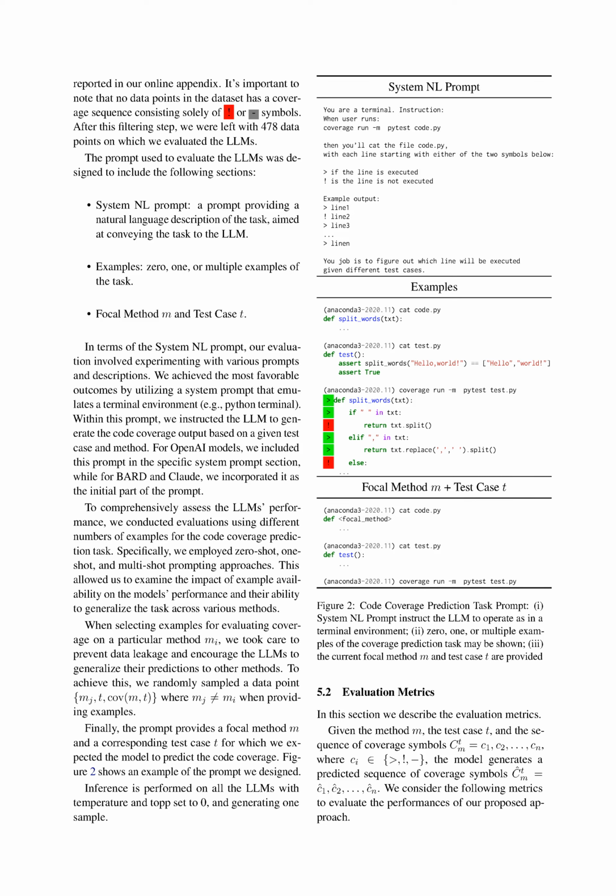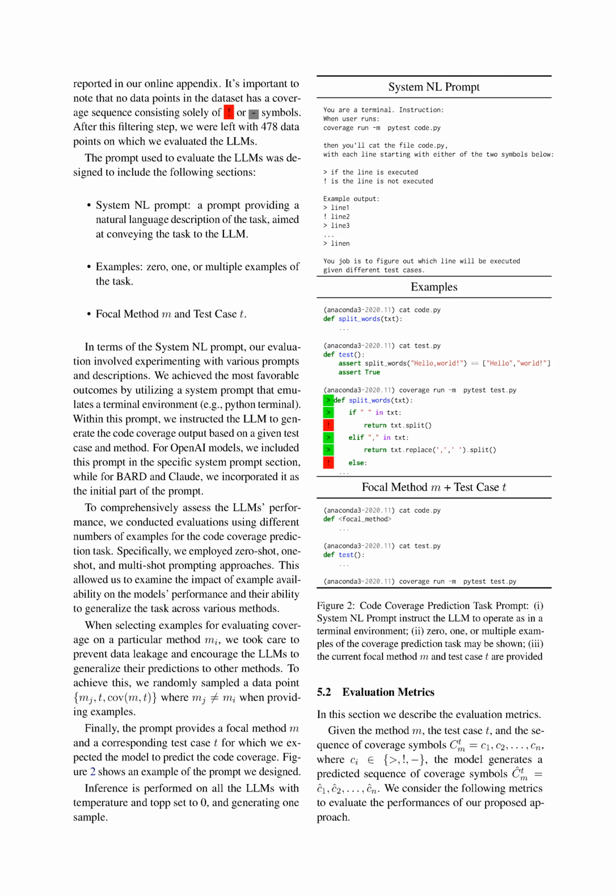This allowed us to study how the availability of examples affected the model's performance and their ability to generalize the task across various methods. When choosing examples to evaluate coverage on a specific method, M_I, we were careful to avoid data leakage and to encourage the LLMs to generalize their predictions to other methods. To do this, we randomly selected a data point, M_J, T, COV, where M_J is not equal to M_I, when providing examples. Lastly, the prompt provided a main method, M, and a corresponding test case, T, for which we expected the model to predict the code coverage. We've included an example of the prompt we designed in the figure.